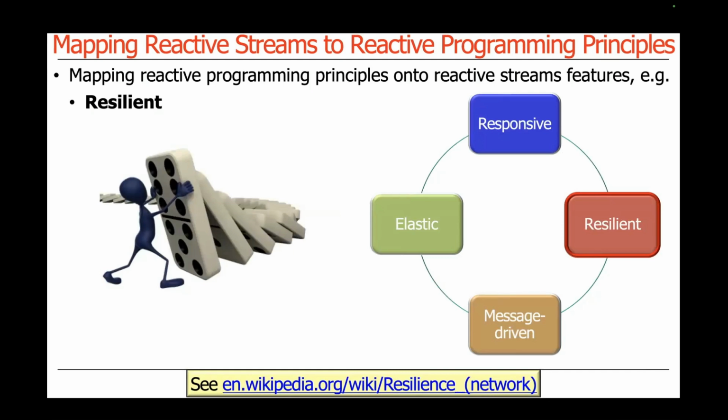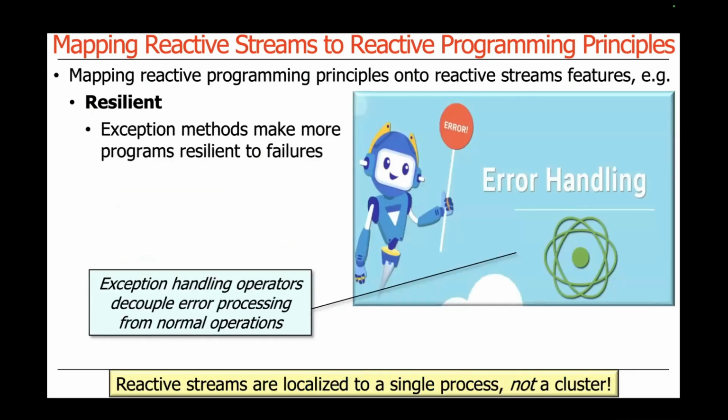Let's talk now about resilience. So if you recall, resilience is all about avoiding partial failure. If something goes wrong, only the asynchronous operation that had failures will either be shut down or rerun or provided with some default value. The entire program will not come crashing down. And the whole purpose of this, of course, is to make your programs more resilient to failures, especially partial failures. And the way we do this is by having exception handling operators that will decouple error processing from normal operations.